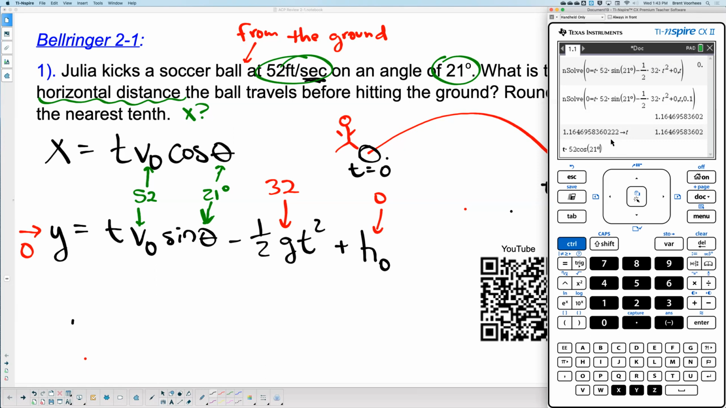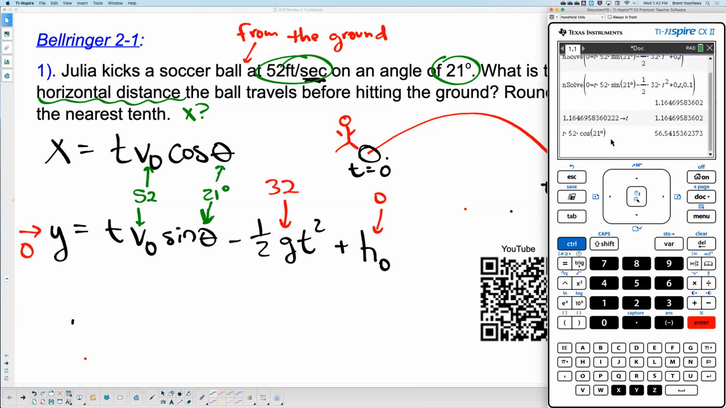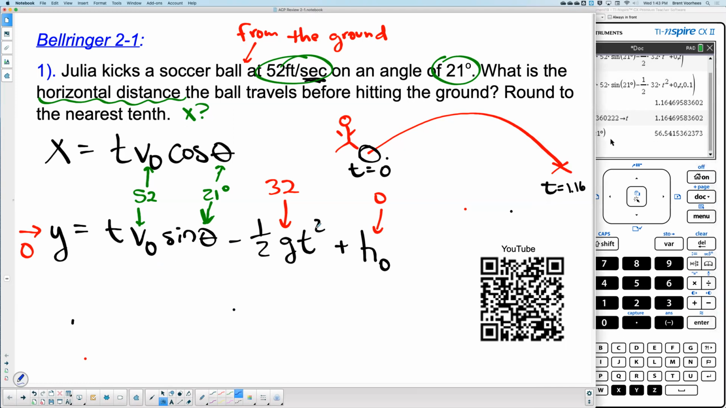56.5? Great, that would be the answer. Does it say round to the nearest tenth? Yes. So the answer here would be 56.5 feet.